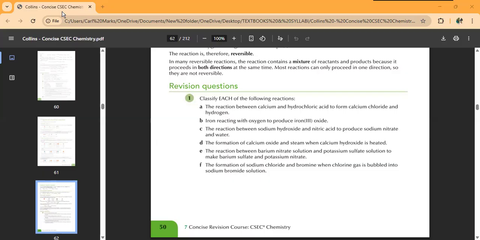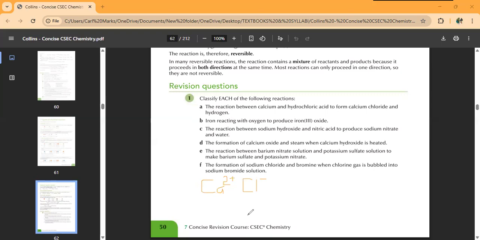Calcium chloride. Now when you're doing your chemical formula, always think of the ions that combine. So first of all, we're going to do the formula for calcium chloride. This is calcium, Ca2+, and chlorine is, can you remember the chlorine ion? Cl minus.